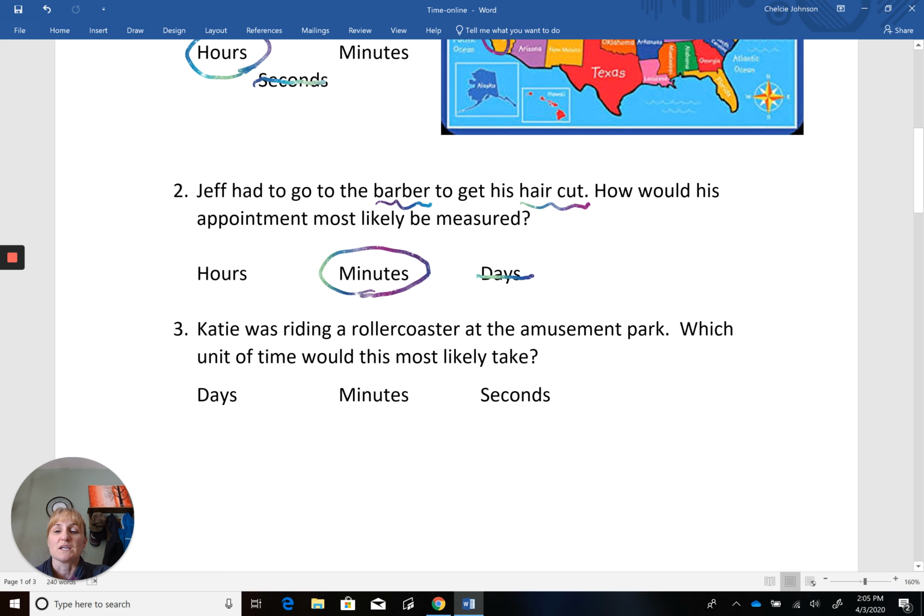Right, number 3. Katie was riding a roller coaster at an amusement park, not a museum park, amusement park. Which unit of time would this most likely take? Days, minutes, or seconds? So think about the throwaway one. No way, no how would it be that?